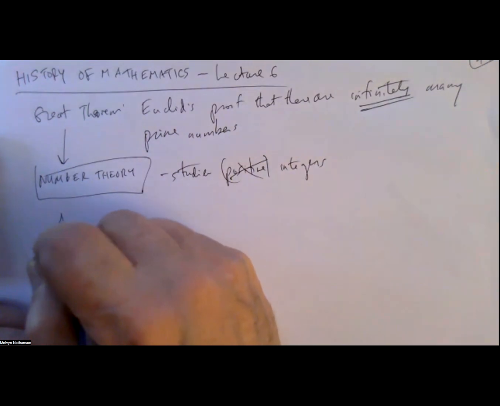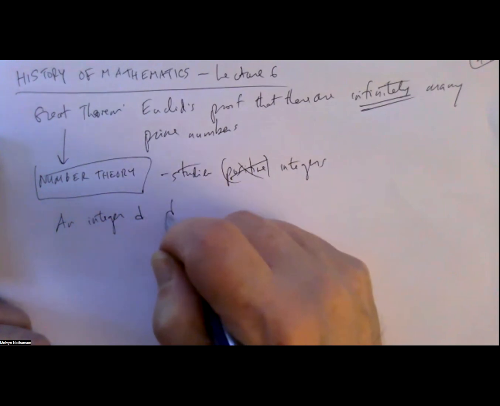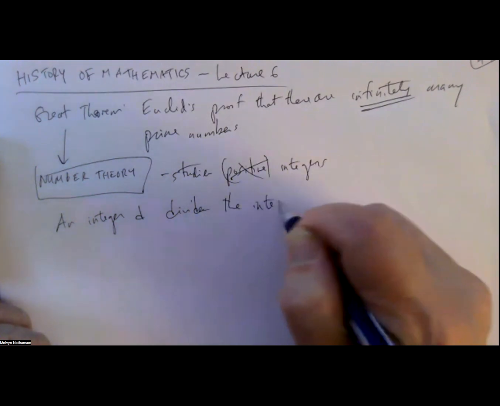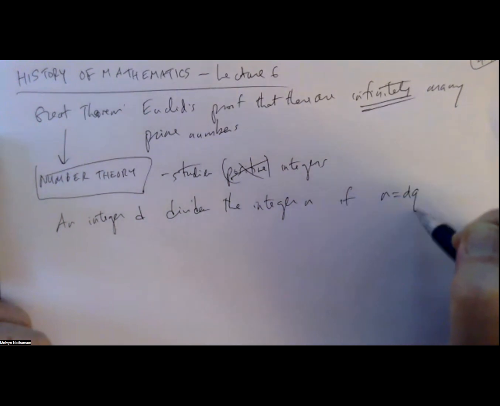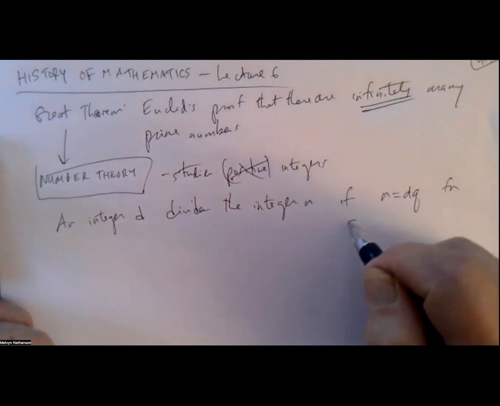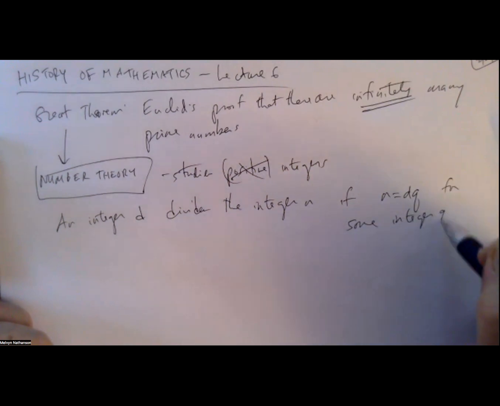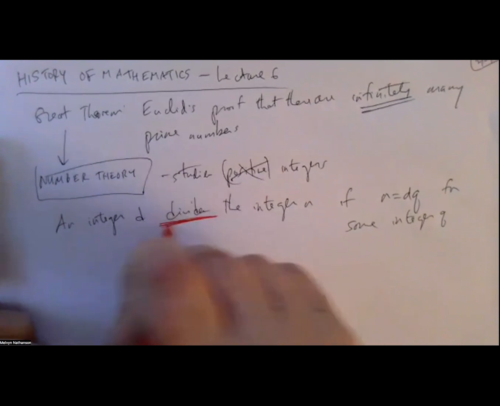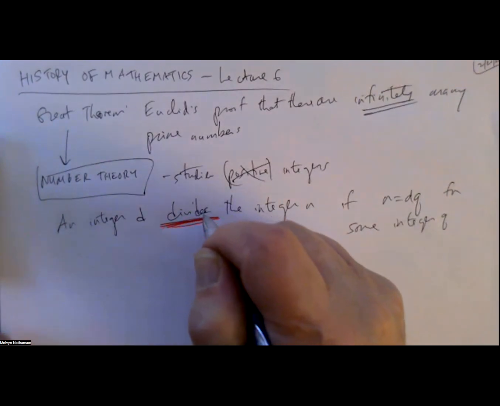So we say that an integer d divides the integer n if n is d times q for some integer q. This is the definition of divides or divisibility, which is fundamental.